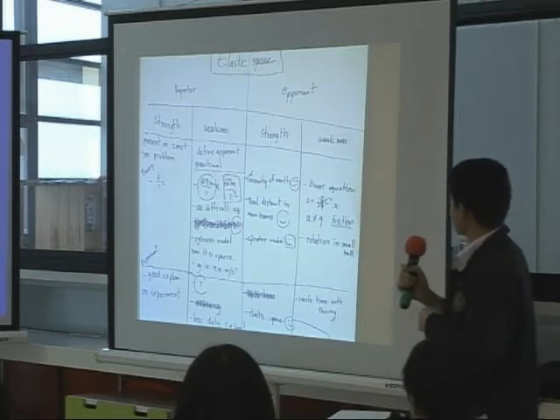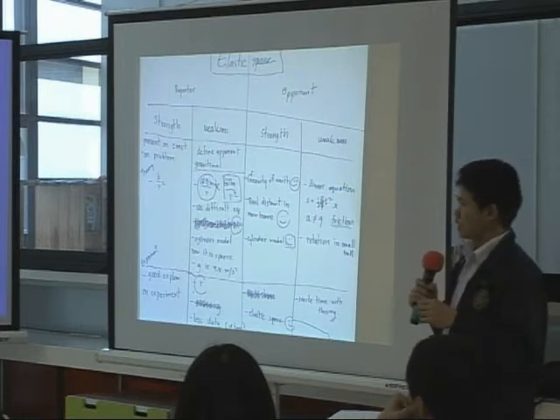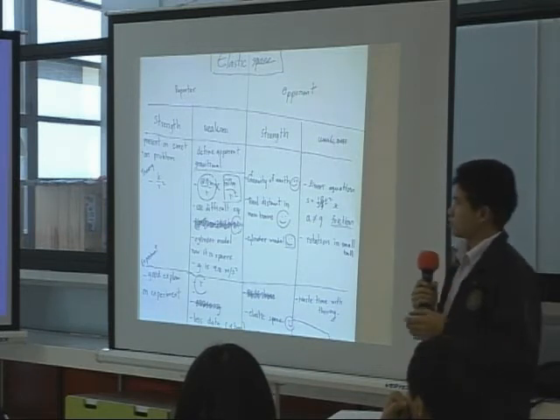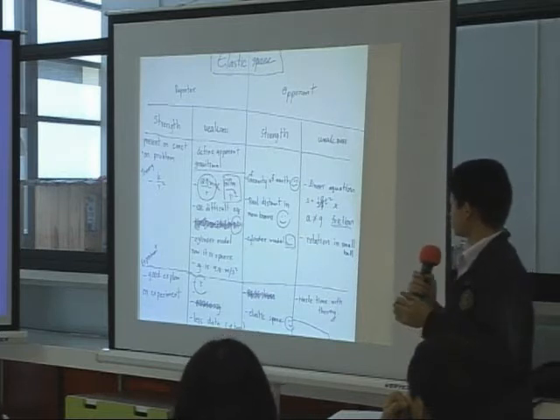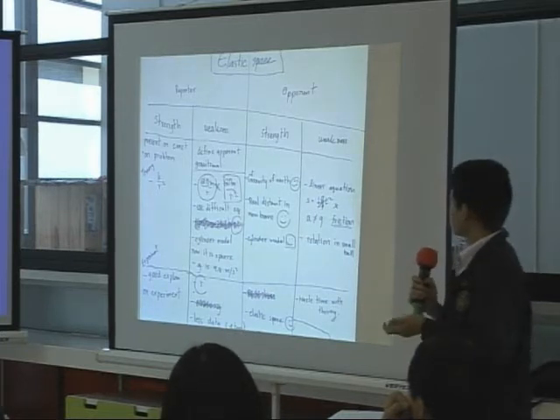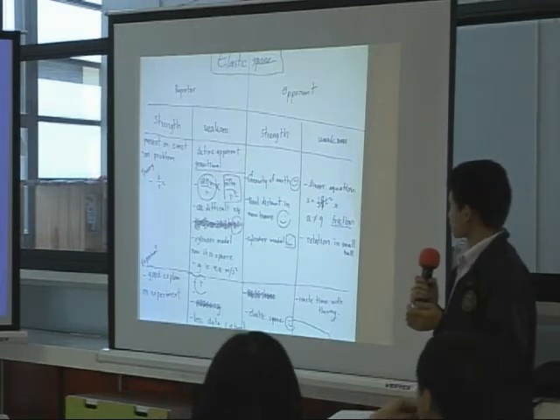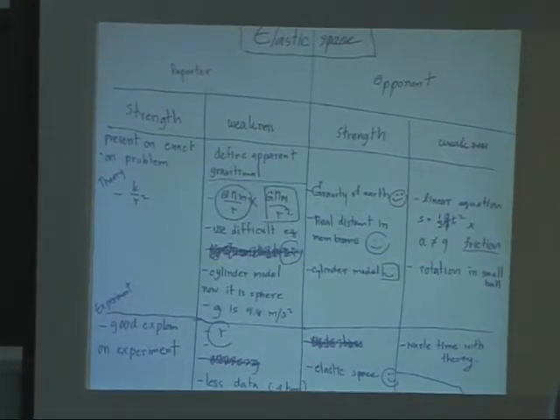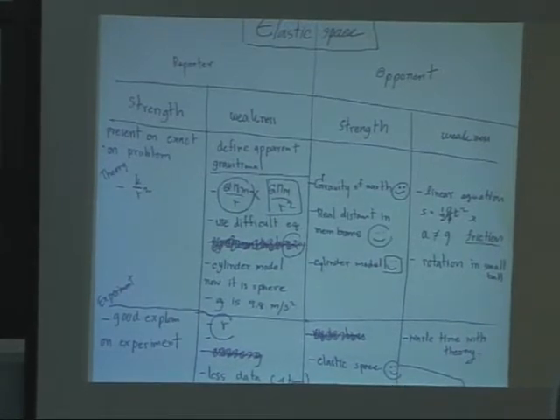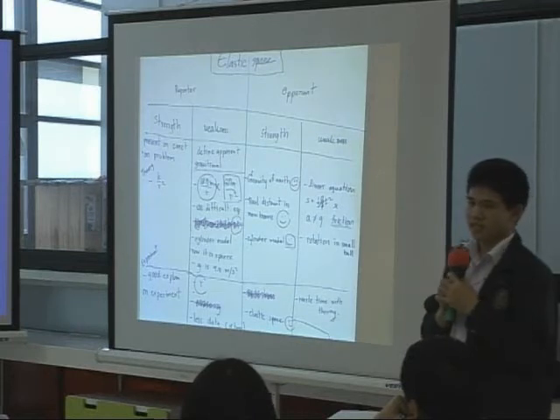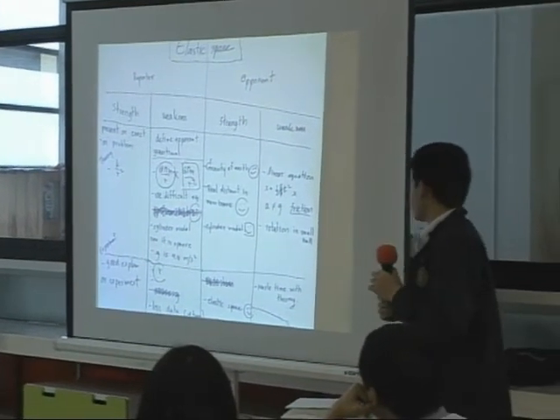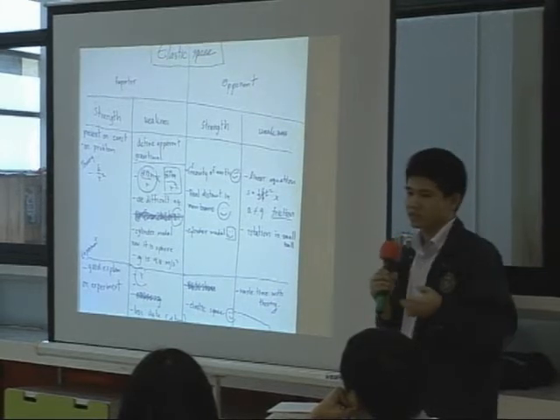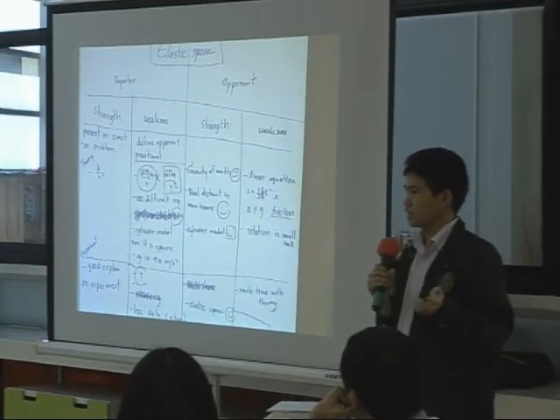For the opponent, he tells you about the effect of the gravitational force of the Earth, and the weakness is that when you see the equation, she used the equation for linear acceleration, but on the surface of her elastic space there is friction, and she doesn't tell whether she ignored it or not.